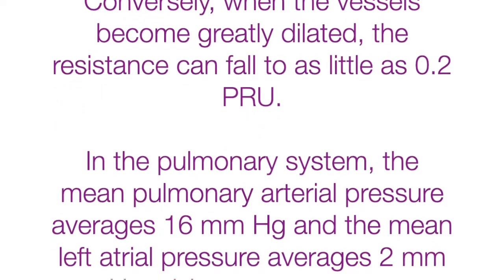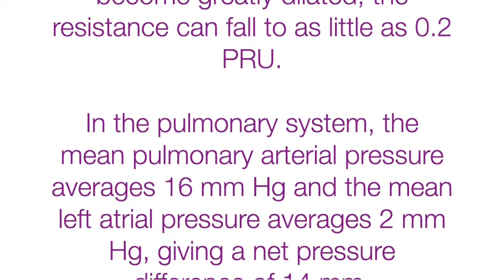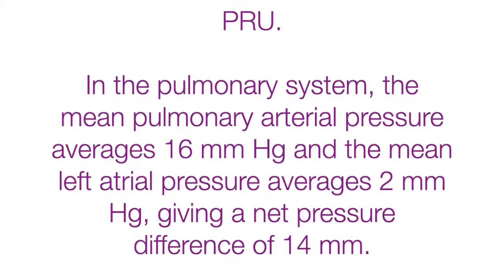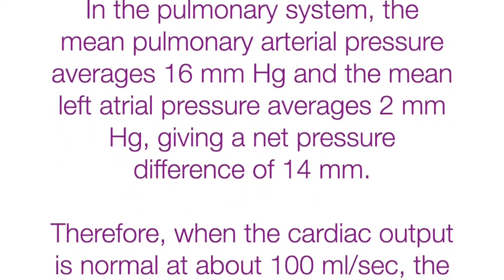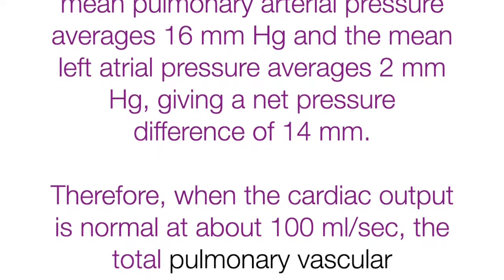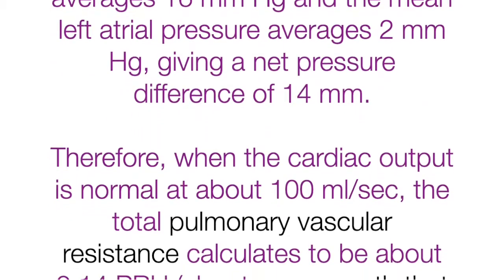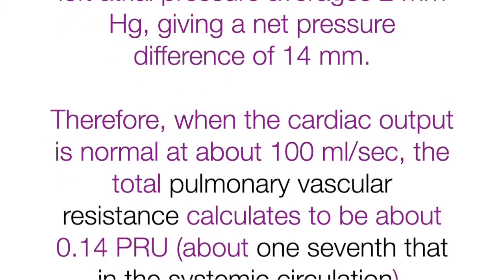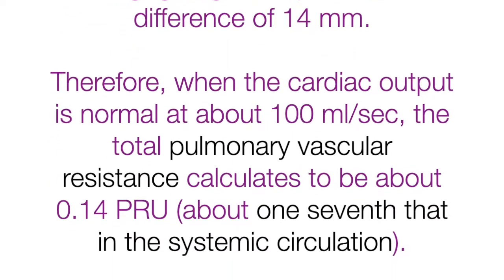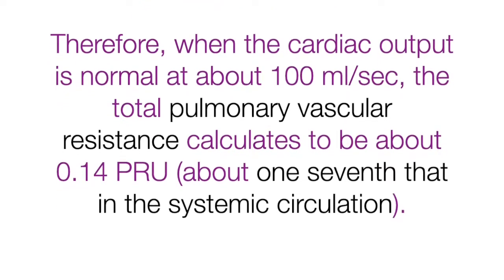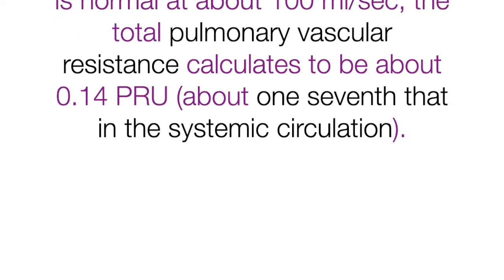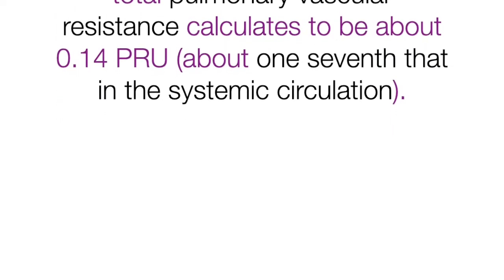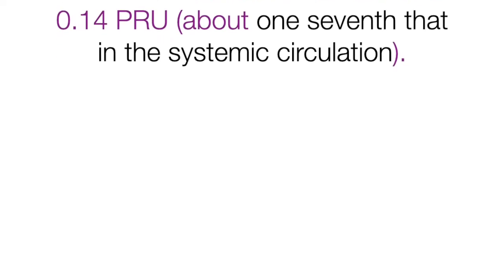In the pulmonary system, the mean pulmonary arterial pressure averages 16 millimeter and the mean left atrial pressure averages 2 millimeter, giving a net pressure difference of 14 millimeter. Therefore, when the cardiac output is normal at about 100 ml per second, the total pulmonary vascular resistance calculates to be about 0.14 PRU, that is about 1/7 that in the systemic circulation.